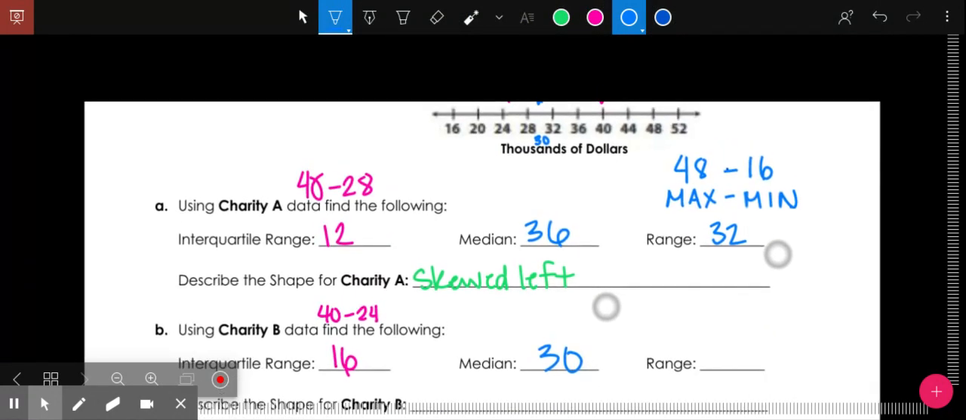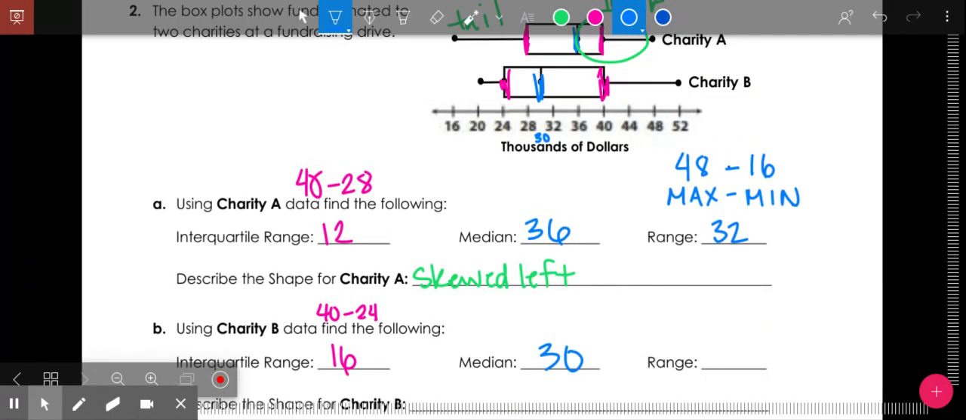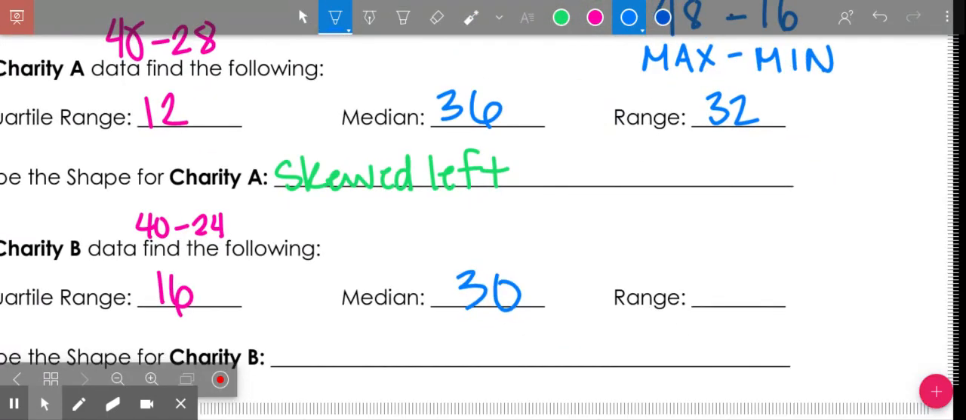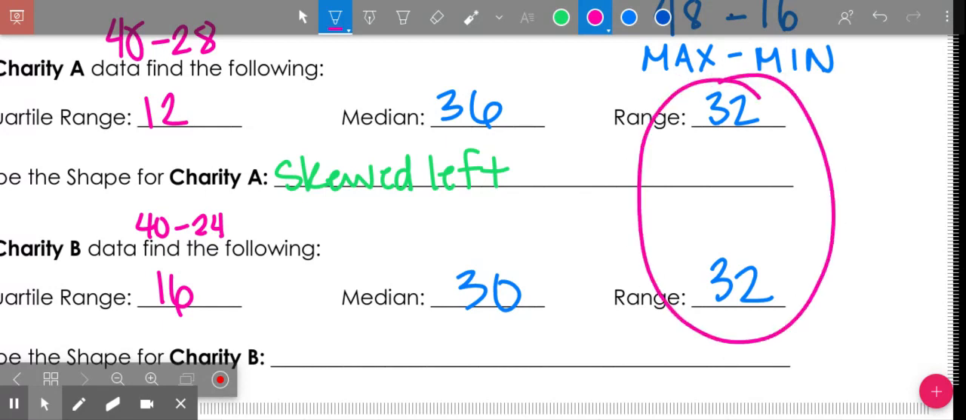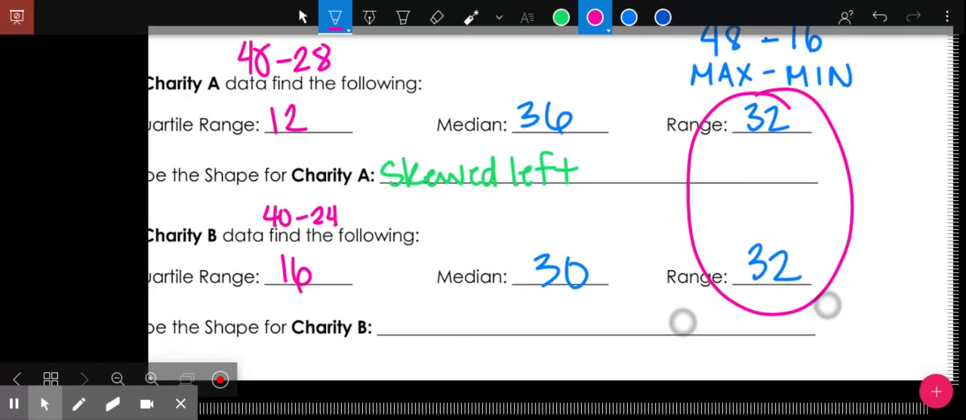The range, again, is just the maximum value minus the minimum value. So I'm seeing 52 minus 20, which should just be 32 again. Interesting. This is what I'm seeing. Look at that. All right, more on that later.